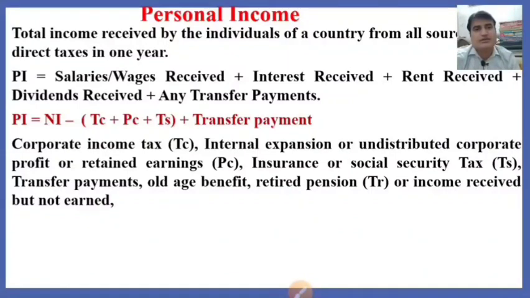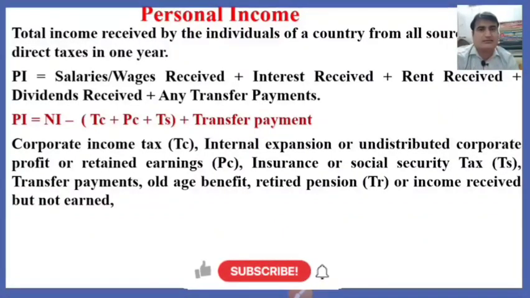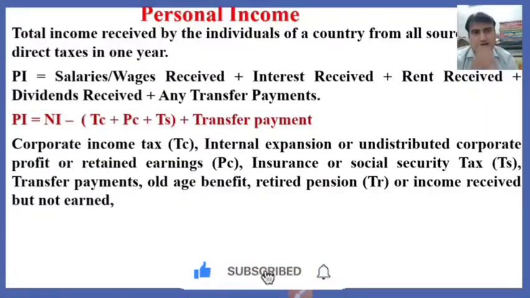Transfer payment means a gift or grant from the government for which no exchange of goods takes place or no economic activity is performed. It means old age benefit or retired pensions, or income received but not earned. This is called transfer payment. So when TC, PC and TS are added and deducted from national income, and by adding the transfer payment, we get the personal income.